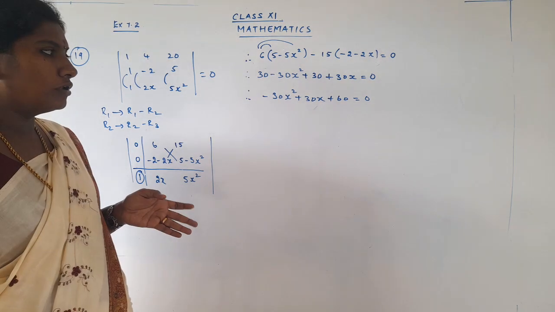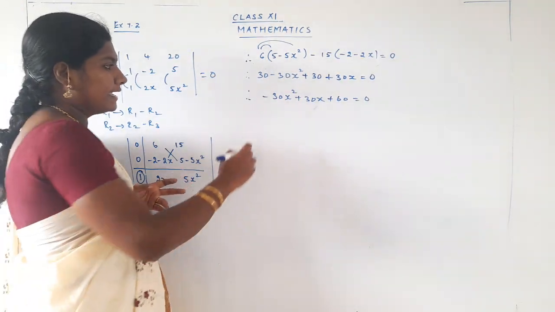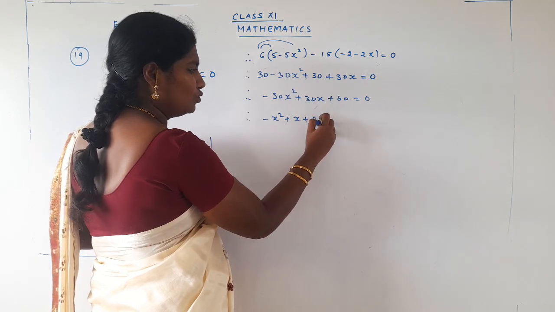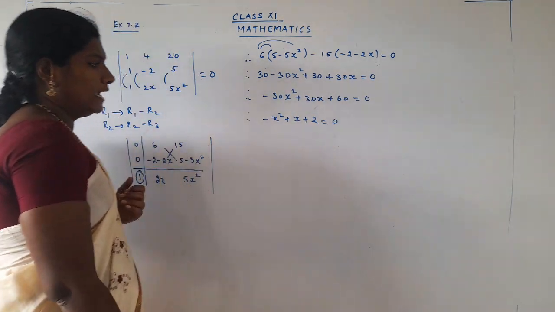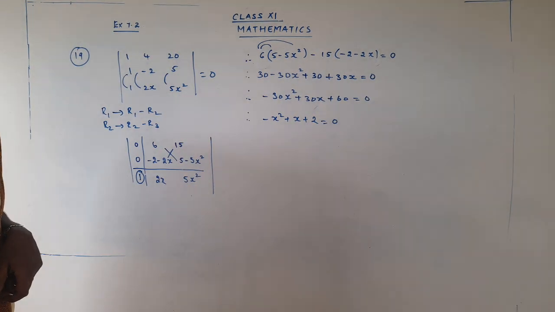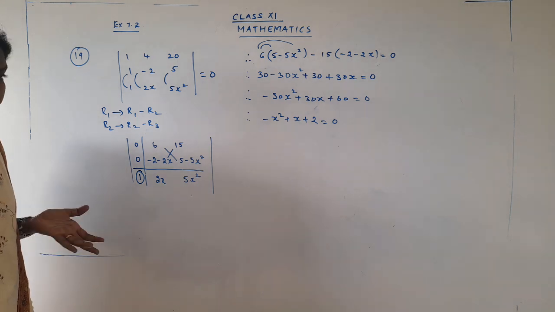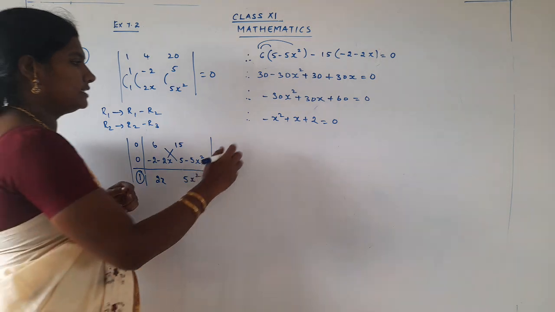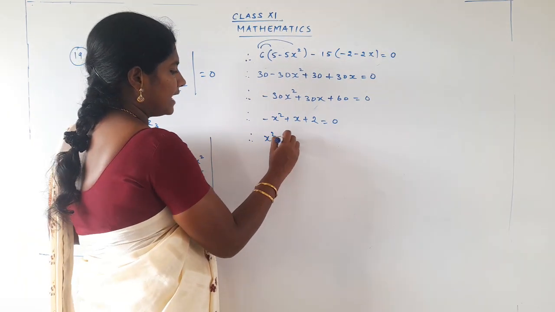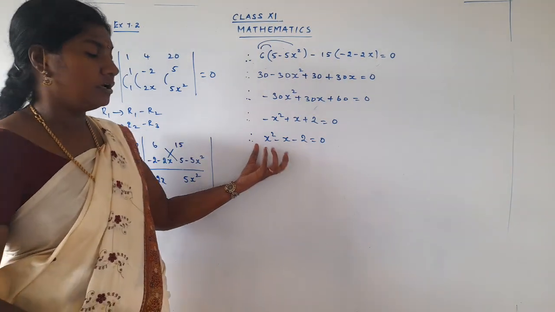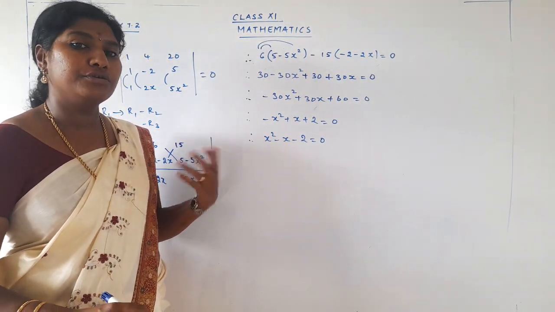I will divide all the terms by 30. So I get minus x square plus x plus 2 is equal to 0. I don't want the first term to be negative, so I will change all the signs. I get here x square minus x minus 2 is equal to 0. So we have found one equation. Now using this equation, we are going to get the roots for the equation.